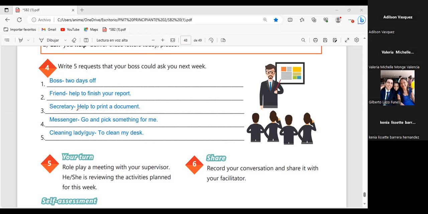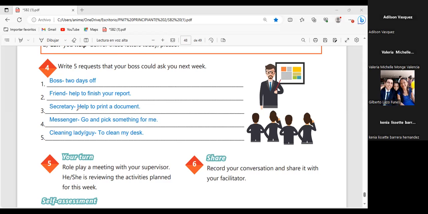Next situation, situation number. What number is it? Déjenme ver que moví la página. Aquí está. Situation number 4. Ask the messenger guy to go and pick something for you. How would you ask him? Let's try with Valeria, I guess, and Gilberto. How would you make the request? Hagámoslos, chicos. Vamos. Pregúntele al messenger guy to go and pick something for you.